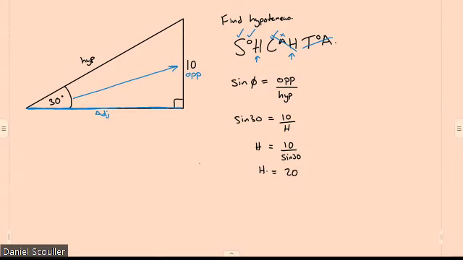So SOHCAHTOA only works when the triangle is right angled. But it's very important that we use the correct information in the correct way. So if you get given that angle in the bottom left, your opposite side is literally the side opposite it. The hypotenuse is always the longest side, and it's always opposite the 90-degree angle. The adjacent is the side that's touching the angle. That isn't a hypotenuse.